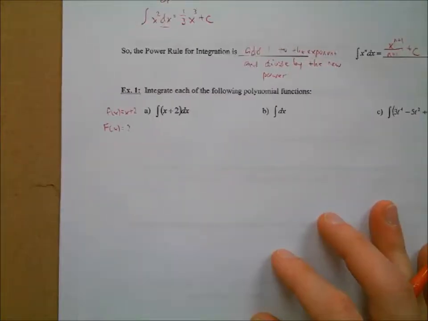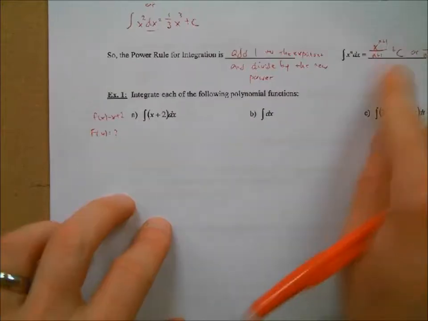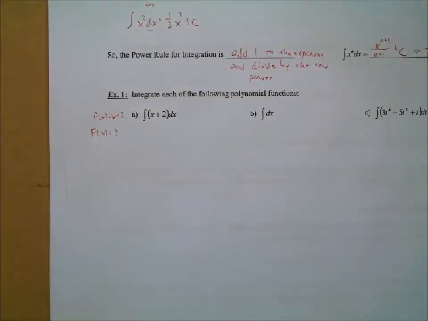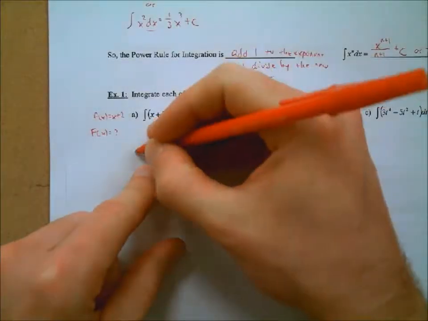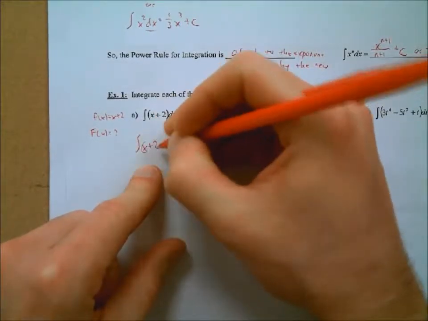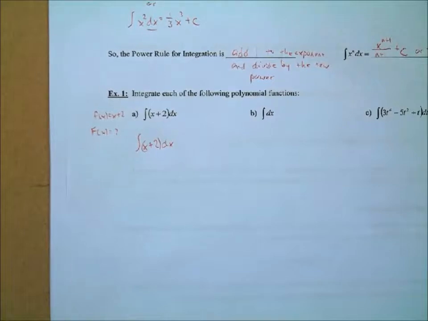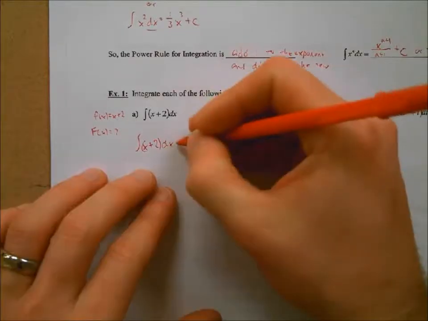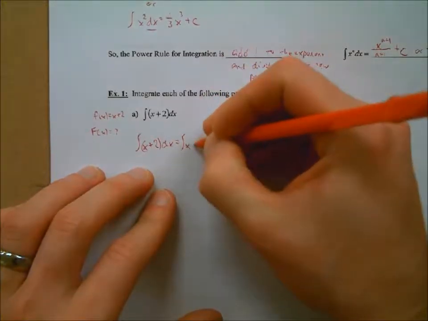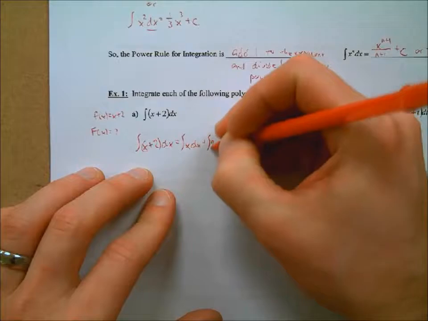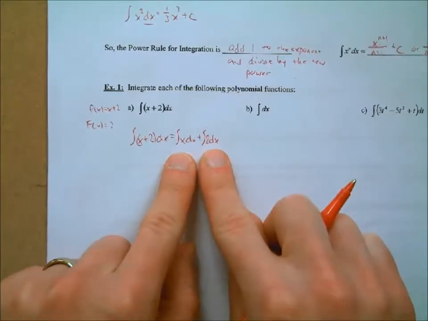So let's use our little power rule that we talked about now to come up with these antiderivatives, to integrate these things, okay? So the integral of x plus 2 dx. Well, as it turns out, just like we can differentiate over a sum, we can also integrate over a sum. So in other words, it's the same thing as saying the integral of x dx plus the integral of 2 dx. Okay, so we can integrate these things individually.